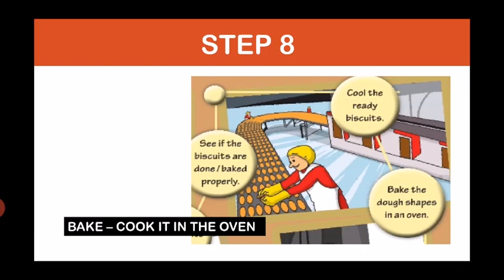Baking is done when the oven is very hot. You can't even touch it. So after it is done, the biscuits become very hot. So the next step is you have to cool the biscuits once they are ready. And after the biscuits have cooled down, then you can see if they are baked properly. So the eighth step is baking in the oven.